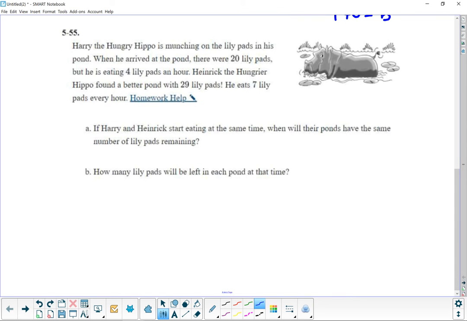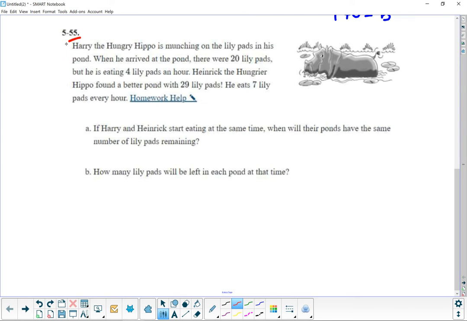Okay, number 55. Harry the Hungry Hippo is munching on lily pads in his pond. When he arrived at the pond, there were 20 lily pads, but he is eating 4 lily pads per hour. Heinrich, the hungrier hippo, found a better pond with 29 lily pads. He eats 7 lily pads per hour. Okay, so basically just kind of reading through this.